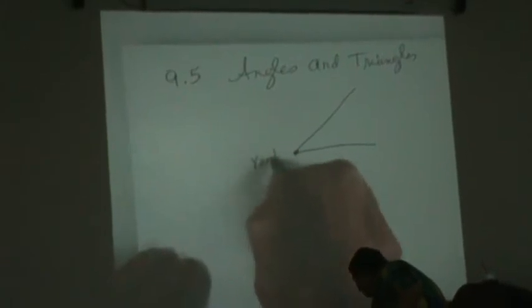Now let's go into 9.5, angles and triangles. Okay, when you have an angle, the tip of the angle is your vertex.